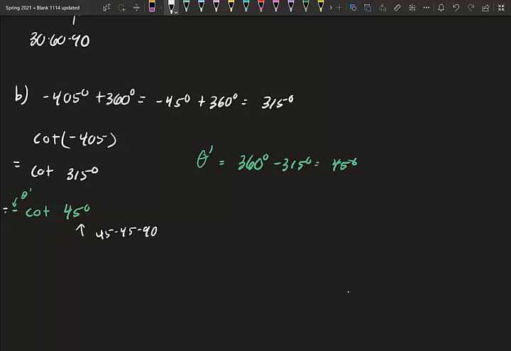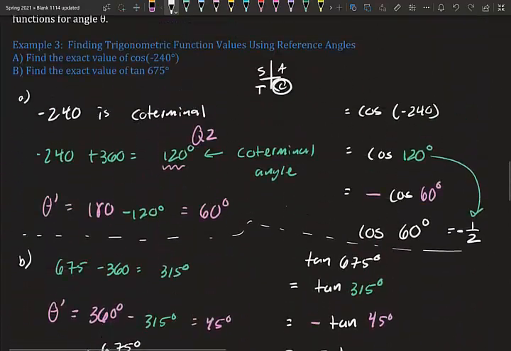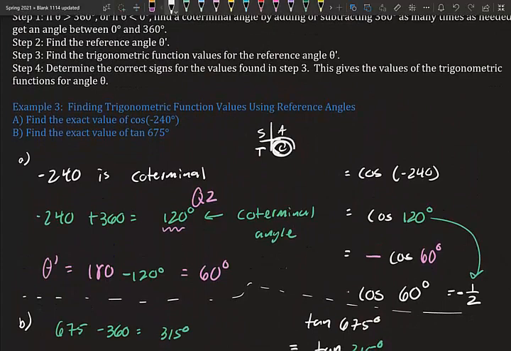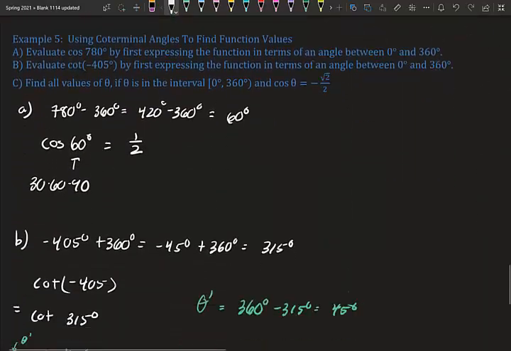So we're working with a 45, 45, 90 triangle. So we can draw it out, or you could just use that little chart. It says cotangent is 1. But since we're working in quadrant 4, where's my CAST? I knew I drew it. Quadrant 4, tangent and cotangent are not positive, so that's why it's negative 1.